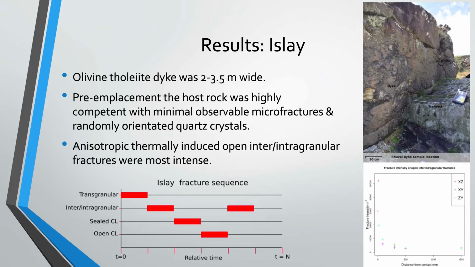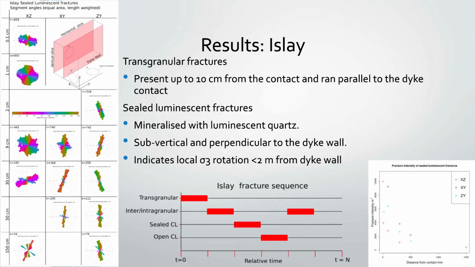subparallel sealed luminescent fractures. Of the 4 fracture sets, the most significant in terms of total deformation was the heterogeneously orientated open inter/intragranular fractures, which peaked at a very high observed intensity, related to the anisotropic thermal expansion and contraction of the quartz grains. The transgranular fractures associated with the earliest stage of deformation, such as dyke tip propagation, ran parallel to the dyke and were constrained within 10 centimetres of the contacts.